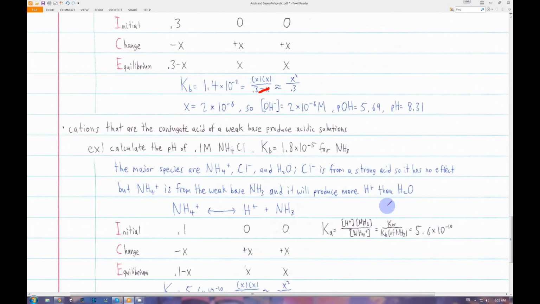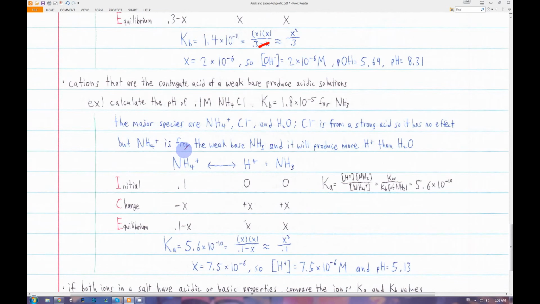The other case is if we have a cation that is the conjugate acid of a weak base, such as ammonium, NH4+, which is the conjugate acid of the weak base NH3. These will produce acidic solutions since they have that extra proton.